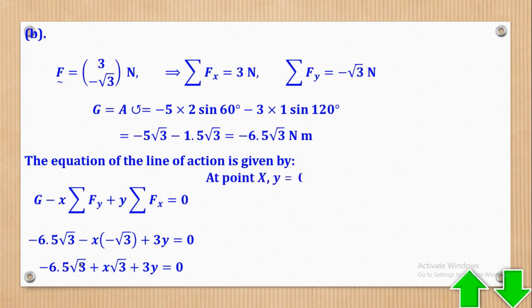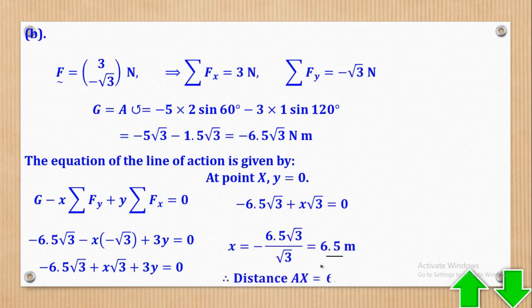But remember, they wanted the distance. So at the point X, where the line of action of the resultant cuts the line AB, Y is equal to 0, in other words, like an X-intercept. Therefore, when I substitute Y equal to 0 here, I'll remain with only one unknown, which is X. So let's do that. When I make X the subject, it will be 6.5 meters. Therefore, I'll conclude that the distance X is equal to 6.5 meters. So basically, that's what they wanted.